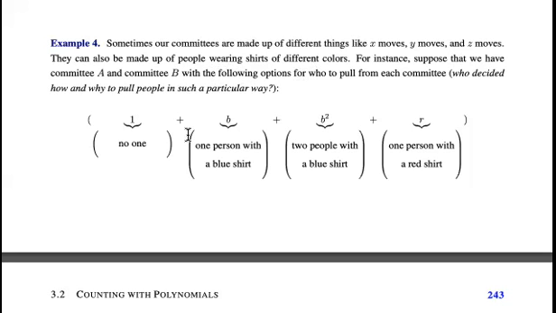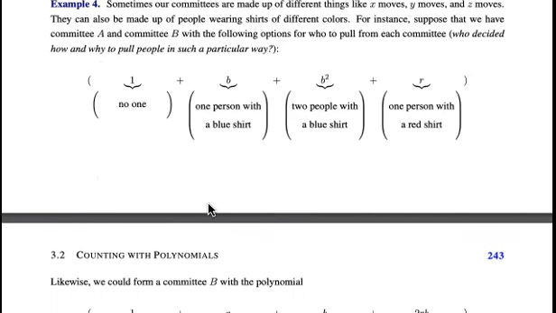Like for instance, if we take a look here, maybe we're trying to form a committee of different people, and these are options that are coming from a particular committee that we're trying to pull from. Maybe we want two people with a blue shirt, or one person with a blue shirt, or maybe we'll just take one person with a red shirt coming from a particular committee, or no one at all, in order to make a new one. Okay, so let's see.